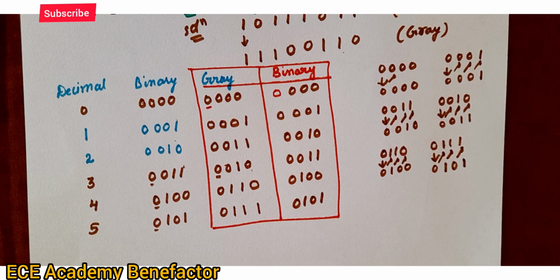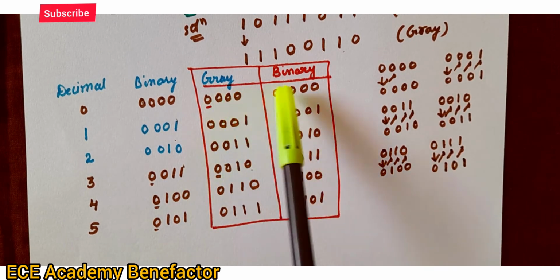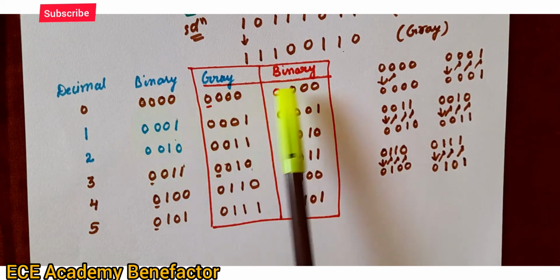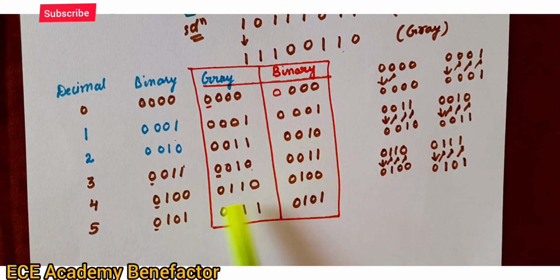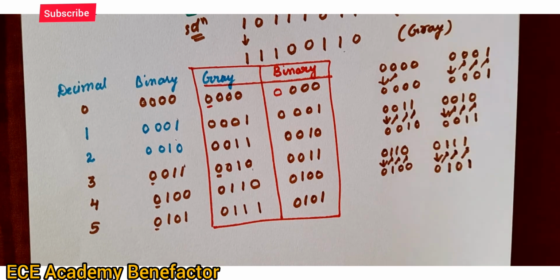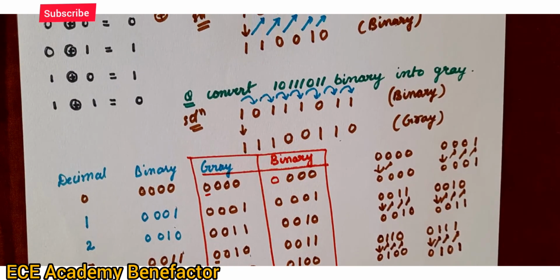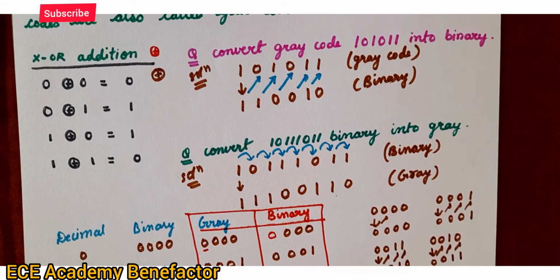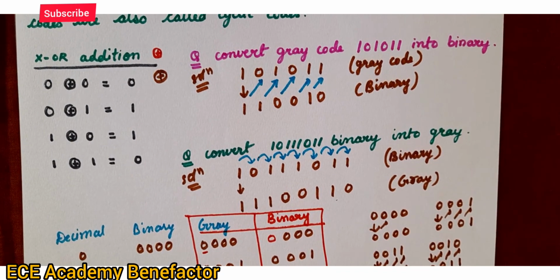So we can now easily check. We have converted Gray to binary. So is it coming the same? Yes. Okay. So in this way we can easily convert binary to Gray and Gray to binary.